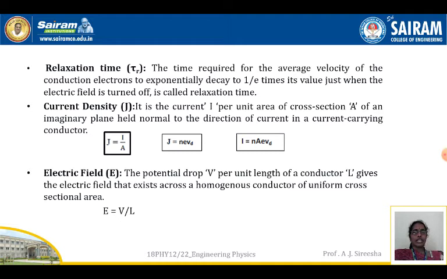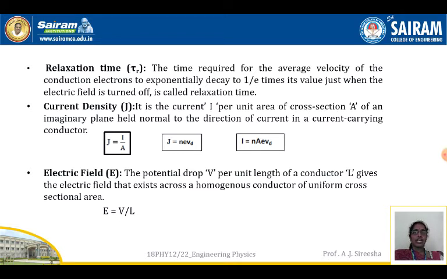Now, relaxation time, τr. The time required for the average velocity of the conduction electrons to exponentially decay to 1/e times its value, just when the electric field is turned off, is called relaxation time.